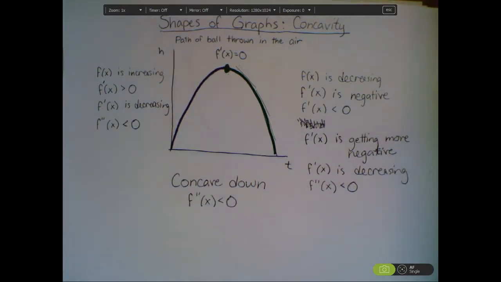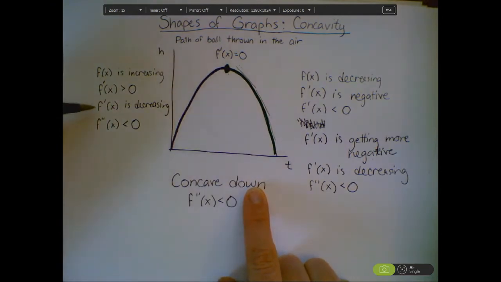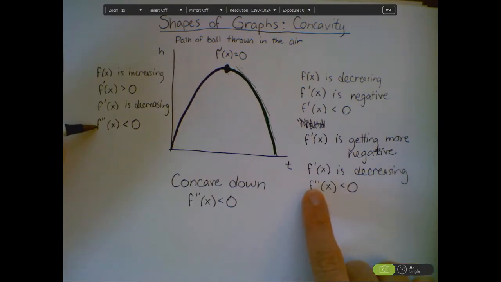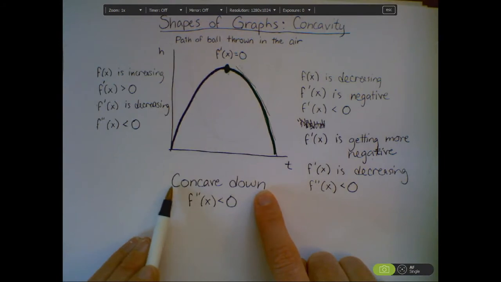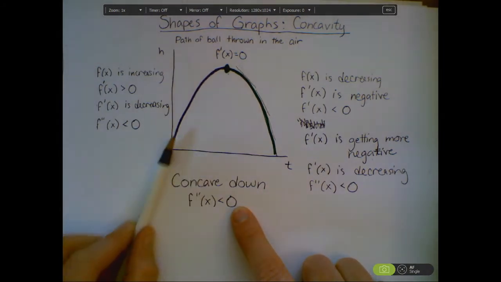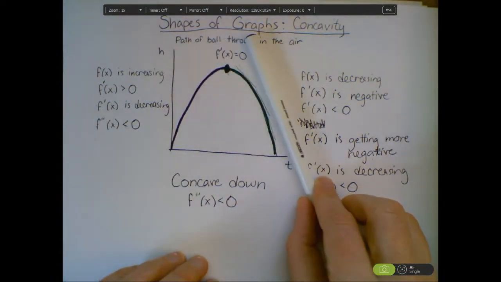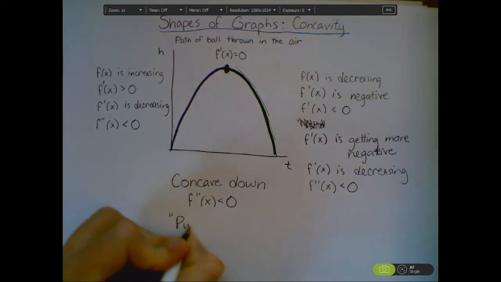So we have some properties that hold for the entire graph. For the entire graph here, we see that f prime is decreasing in both cases, and that means that our second derivative is less than 0 in both cases. So for this entire graph, the function is concave down and the second derivative is less than 0, even though our first derivative is positive over here and our first derivative is negative over on this side. In colloquial language, the way that I like to think of this is that the ball is being pulled downwards.